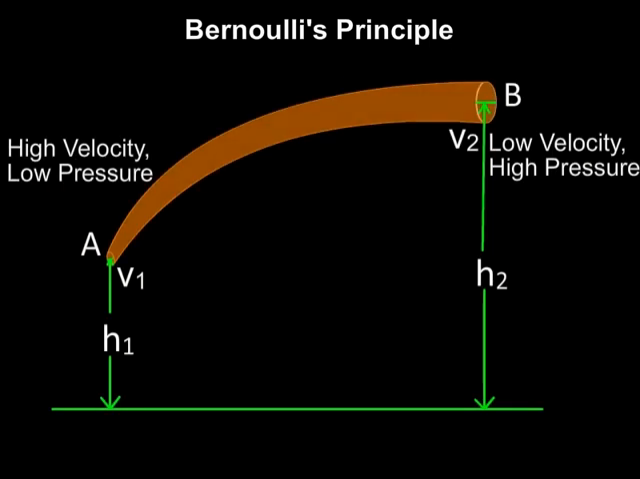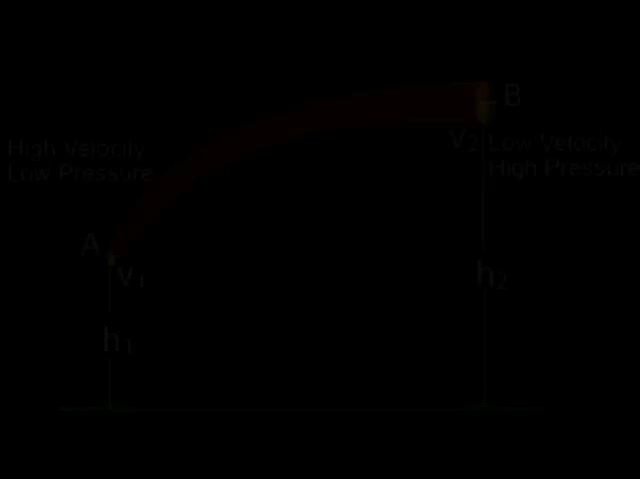Now, consider a pipe AB with end A placed at a height h1 and the end B at height h2. The liquid flows into the tube at end A with speed v1 and comes out at the other end B with speed v2. The sum total of the pressure energy, kinetic energy and potential energy of the fluid at end A is equal to the total energy at the end B.